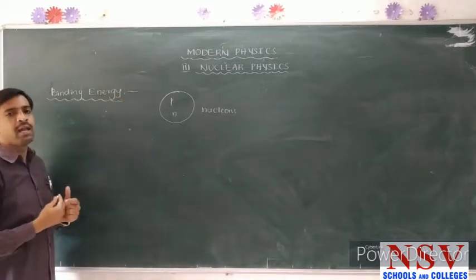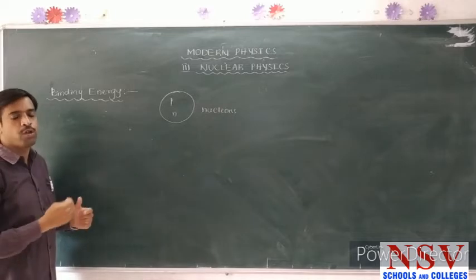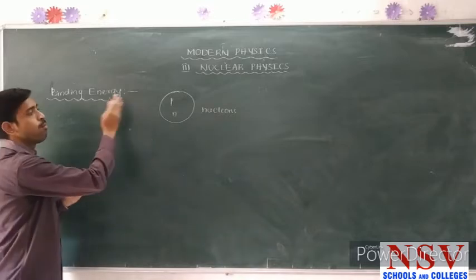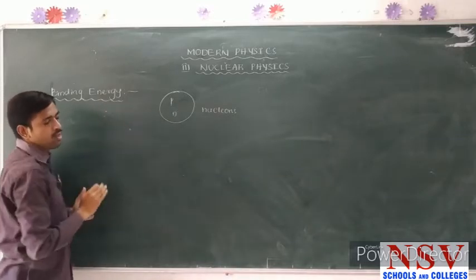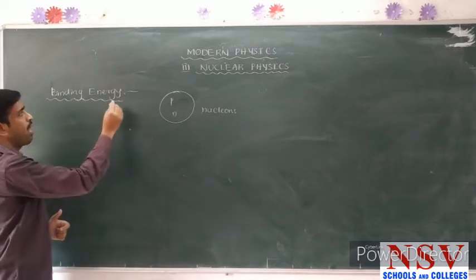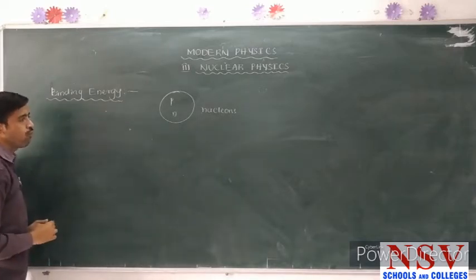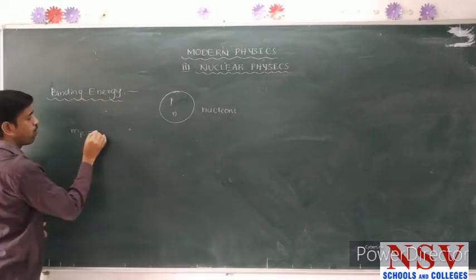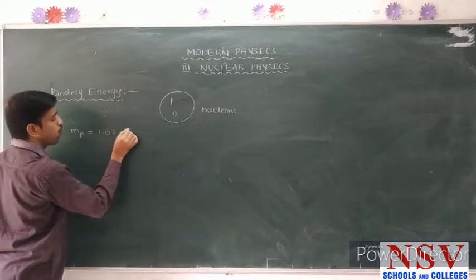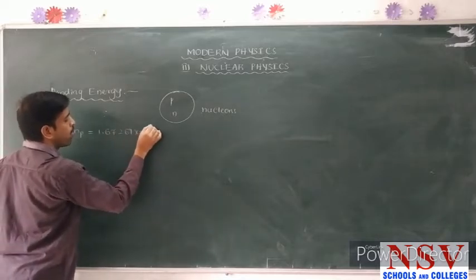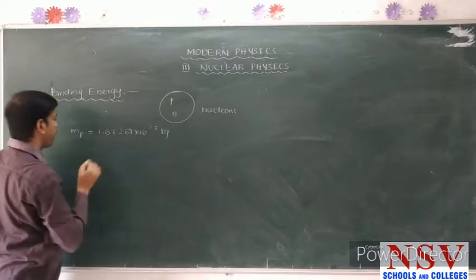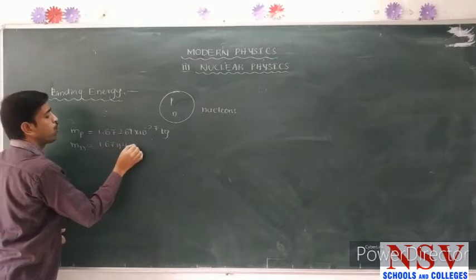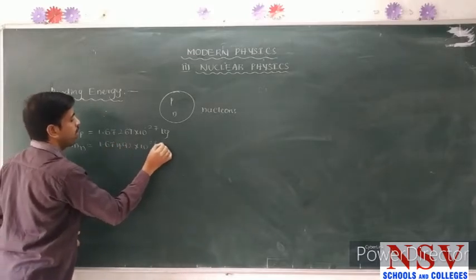Once again, binding energy is nothing but the energy required to decompose a nucleus into its constituent particles, two different types of particles, where the protons are separate and the neutrons are separate. That amount of required energy is called the binding energy of the nucleus. We know the mass of the proton is 1.67261 into 10 power minus 27 kg. The mass of the neutron is 1.67492 into 10 power minus 27 kg.